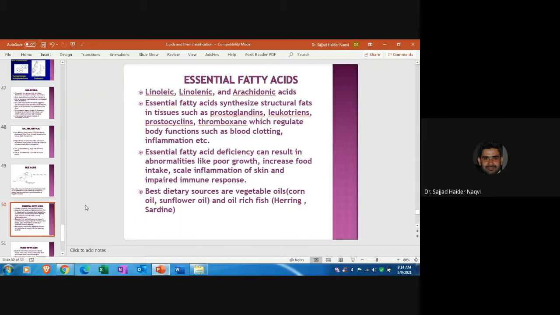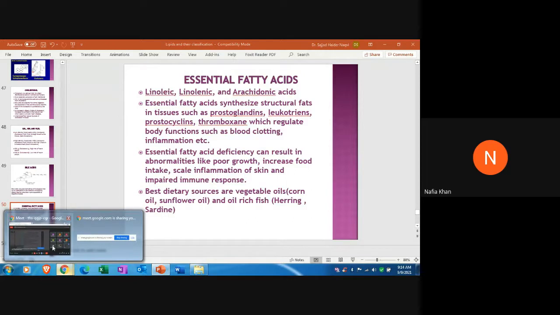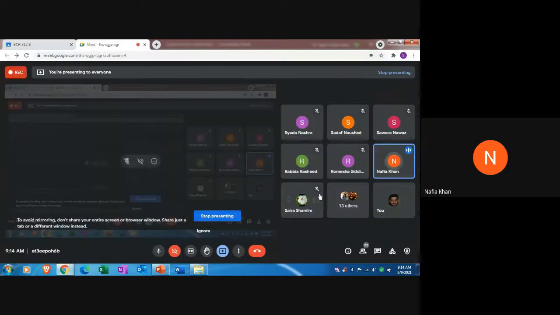There's another classification of the fatty acids based on. There is another classification.